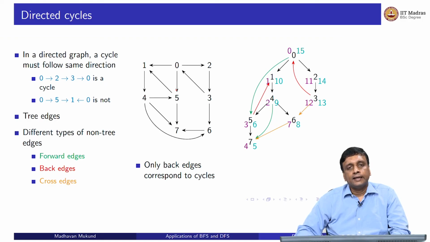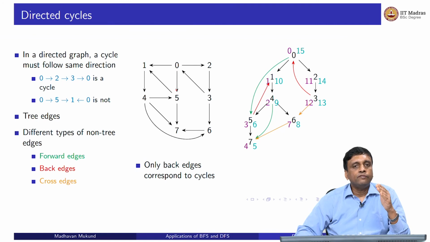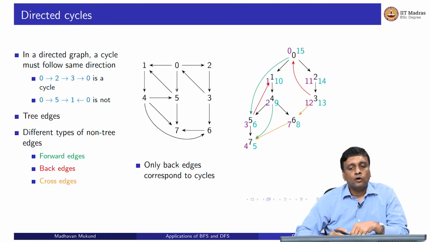So, unlike in the undirected case, where we said that you look at any edge which is not there in the DFS tree or in the BFS tree and you are guaranteed to get a cycle, in the directed case you have to be a bit careful. You will get a DFS tree which will give you the reachability, but not every edge which is absent from the DFS tree actually gives you a cycle. So you need to classify these edges as forward, backward or cross and look at only those cycles which correspond to these back edges. So, how do we find this out?